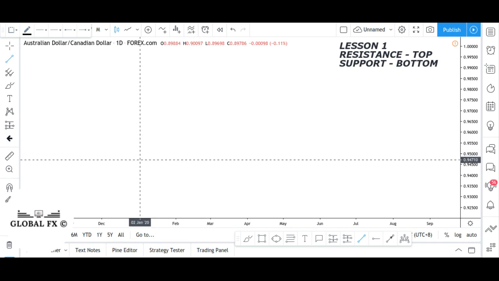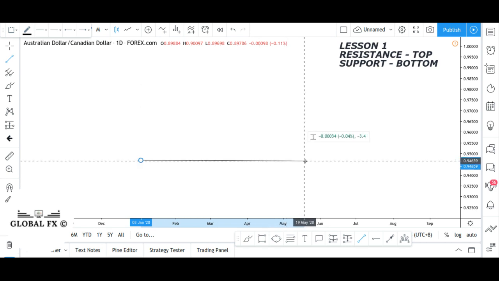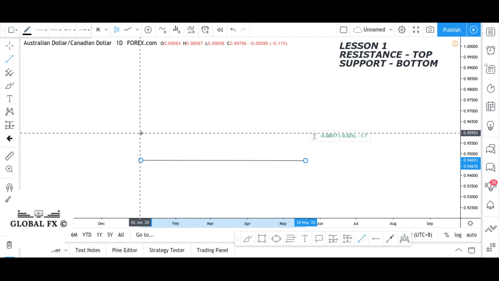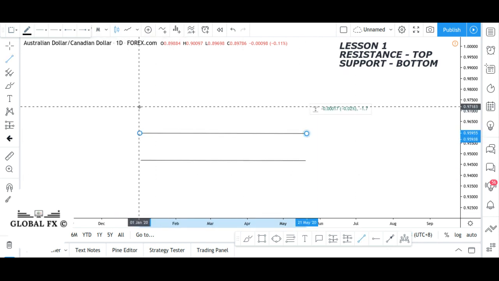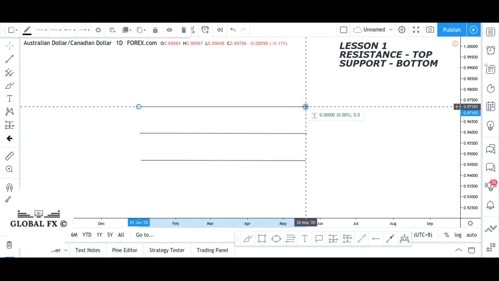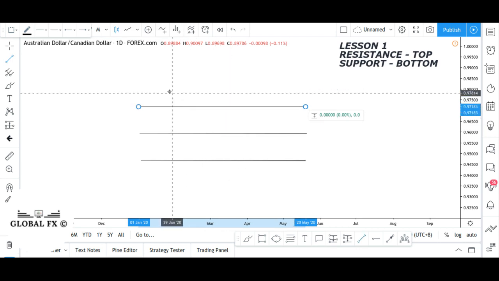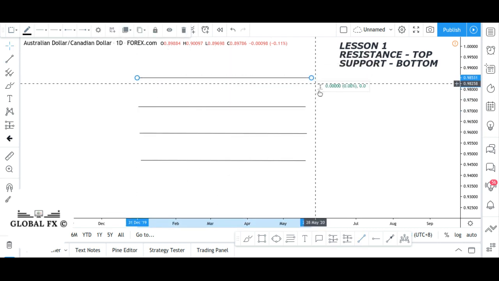So support and resistance is levels that the forex market will respect every day, all day, and for the rest of our lives. These different types of zones and different types of support and resistance zones are always respected in the forex market. So as you can see, what I'm doing now is I'm just giving you guys an example of support and resistance zones.